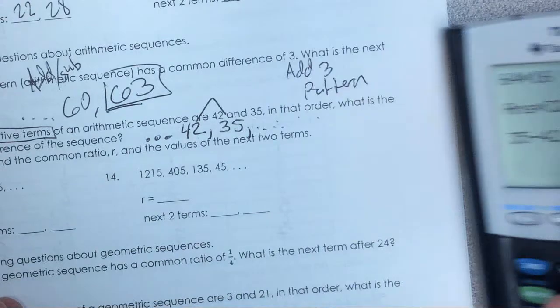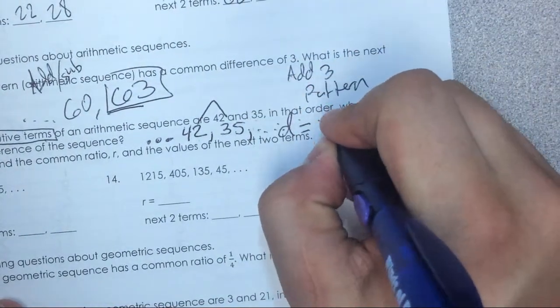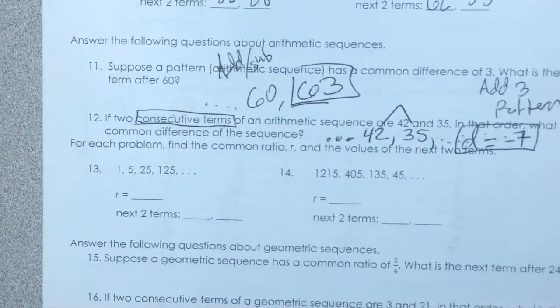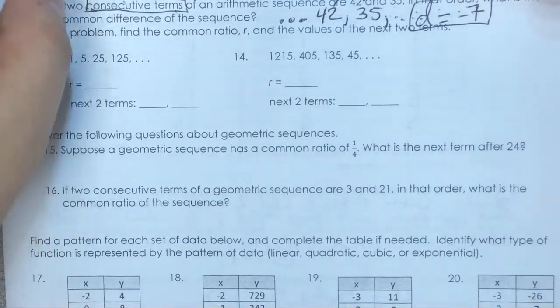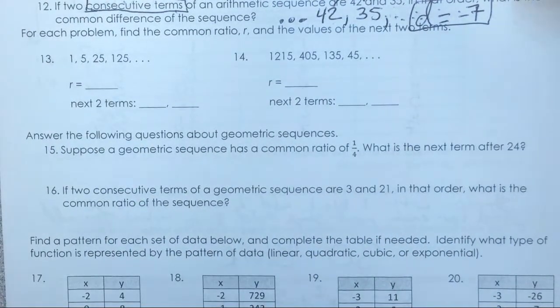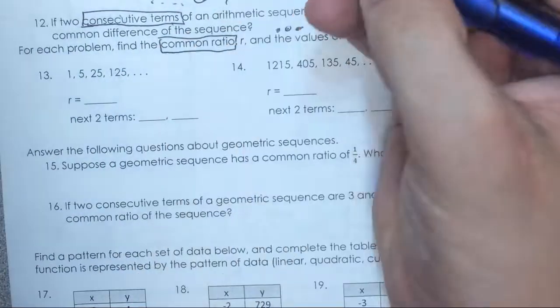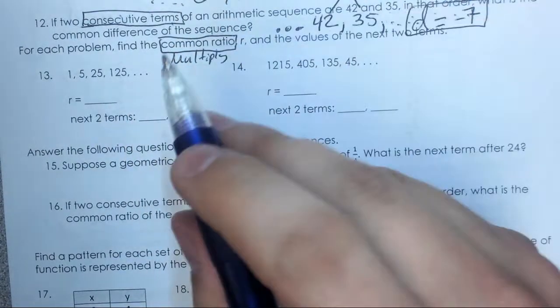-7. So my common difference of this one, we could say B equals -7, and that would be our answer to that one. Okay? Now, for these ones, for 13, 14, 15, 16, this is kind of like the last four we did, except now these are multiply patterns. So when we see this word right here, common ratio, this is our multiply pattern. Okay? That means we're multiplying every time.